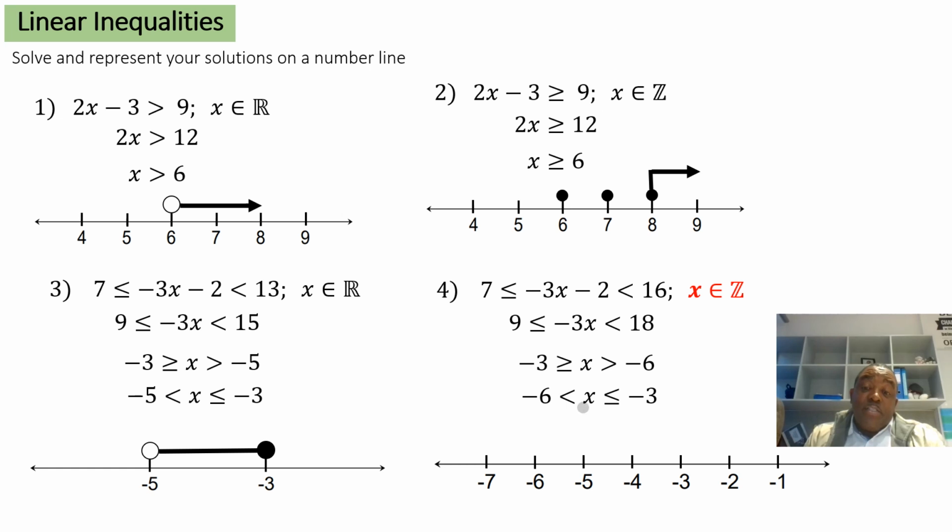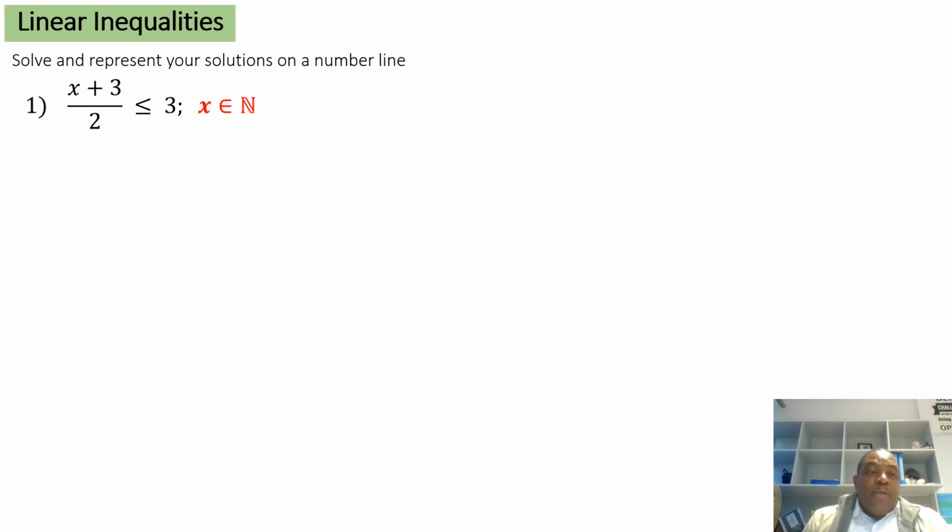But they are integers, so let's pick integers that are greater than -6. The first integer greater than -6 is -5, and the next one is -4, but obviously we know that the last one would have to be -3 because we said they must be less or equal to -3, and those are the only solutions to that inequality. Okay, let's look at other examples.